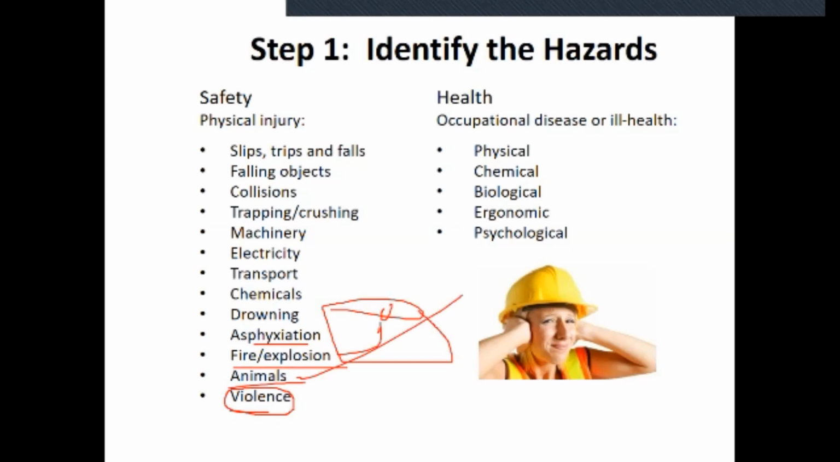From the health point of view, occupational disease or ill health, there are different hazards: physical, chemical, biological, ergonomic, psychological, you know it.